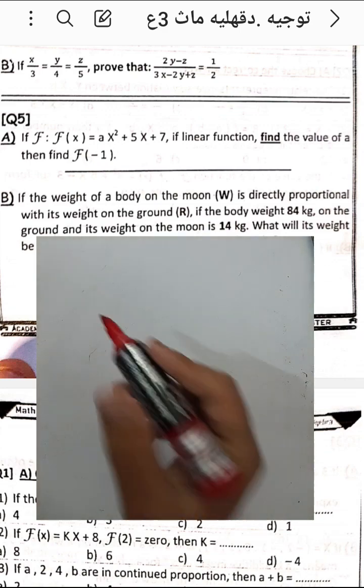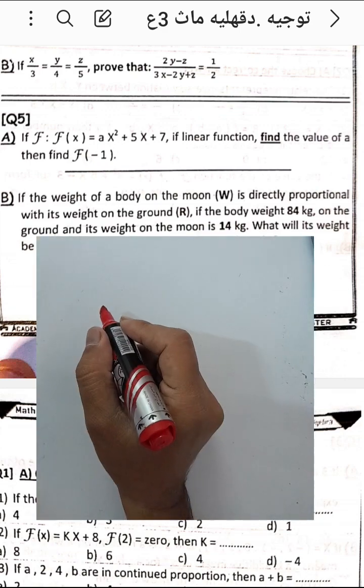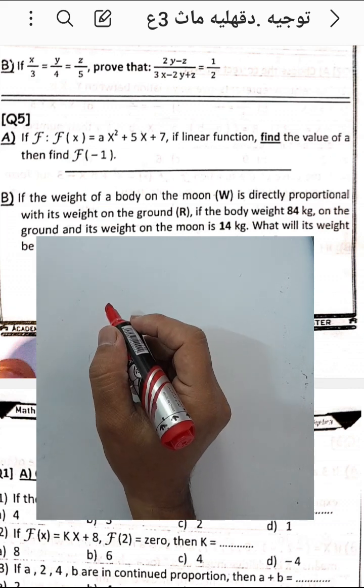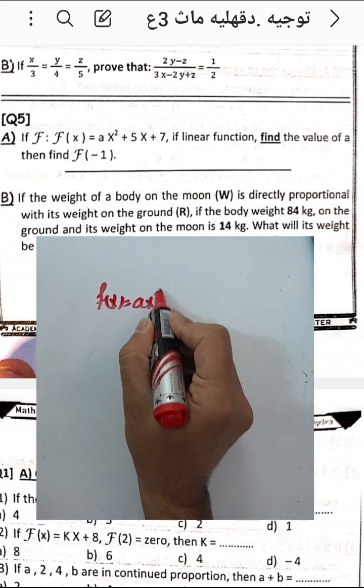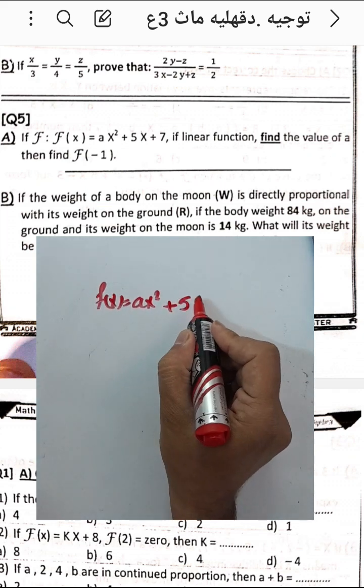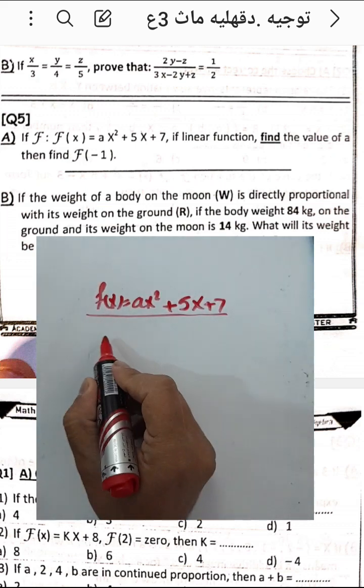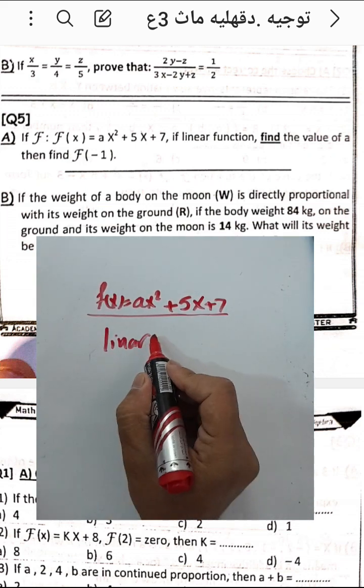Next question, number 5. If f such that f of x equal x power 2 plus 5x minus 7, if linear function, find the value of f of -1. Okay, we must put here in this function x equal -1. We want to find f of -1. We have f of x equal ax power 2 plus 5x plus 7. He called it its linear function.